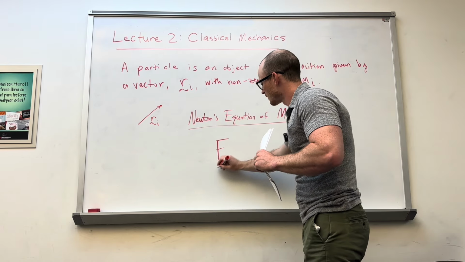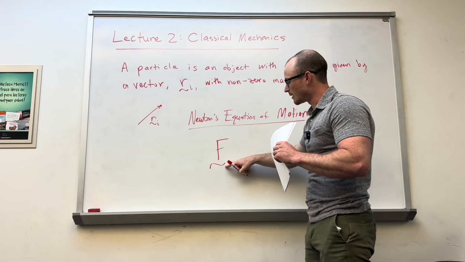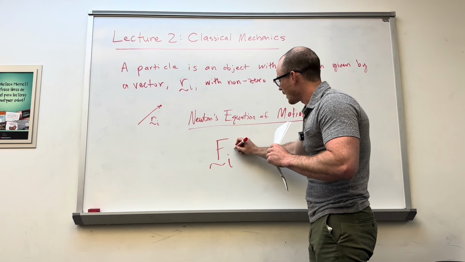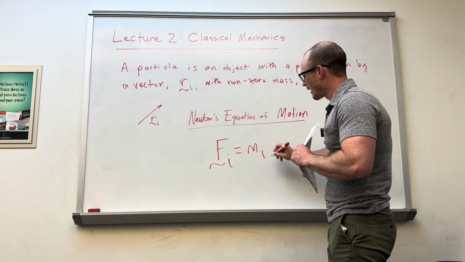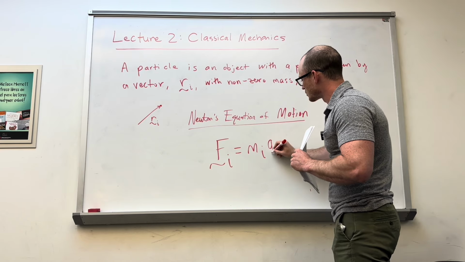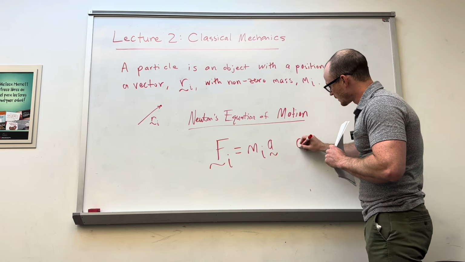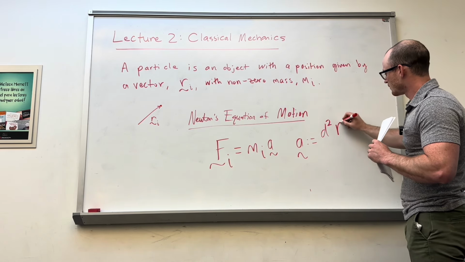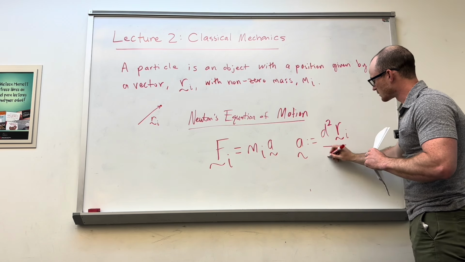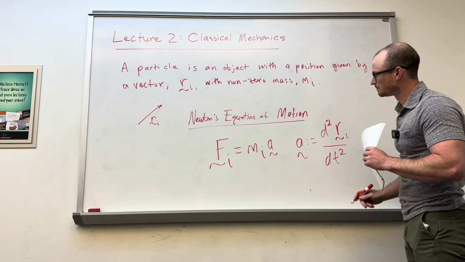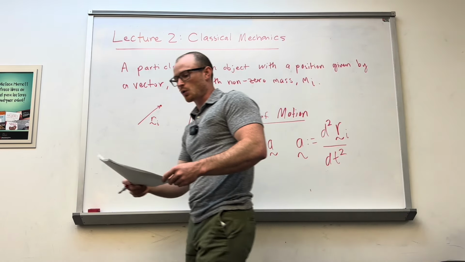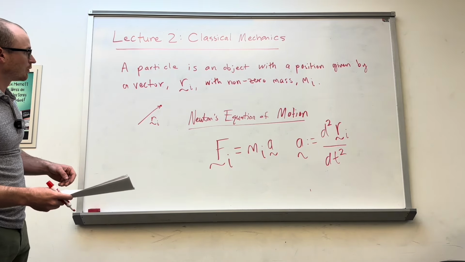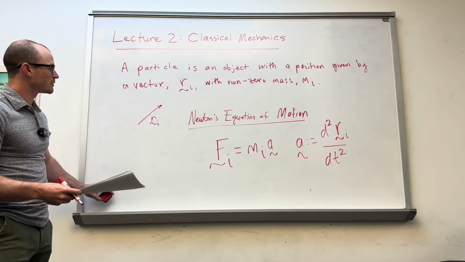And essentially, you have your force. This underscore squiggle notation I'm using signifies that this is a vector. The force on particle I is equal to the mass of particle I times the acceleration of particle I, where the acceleration is defined as the second derivative of the position of I with respect to time. So this is the governing equation of motion for a classical particle. So let's move on to a quick example.